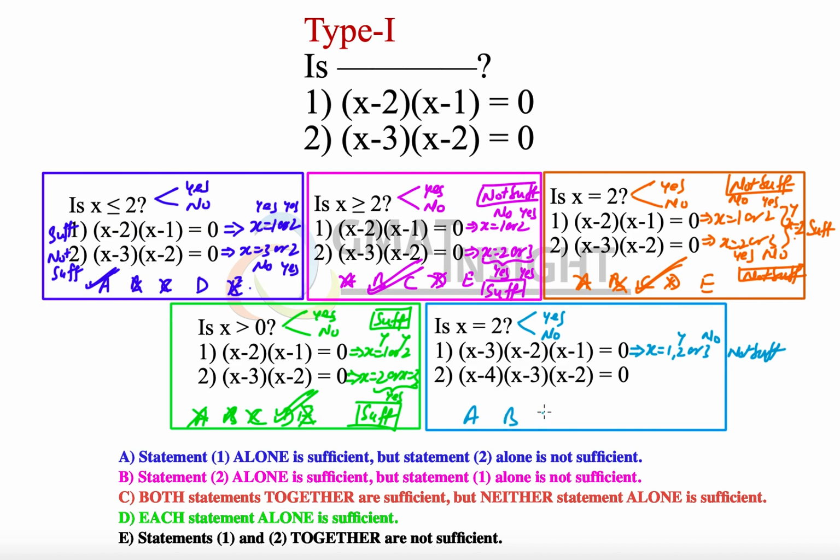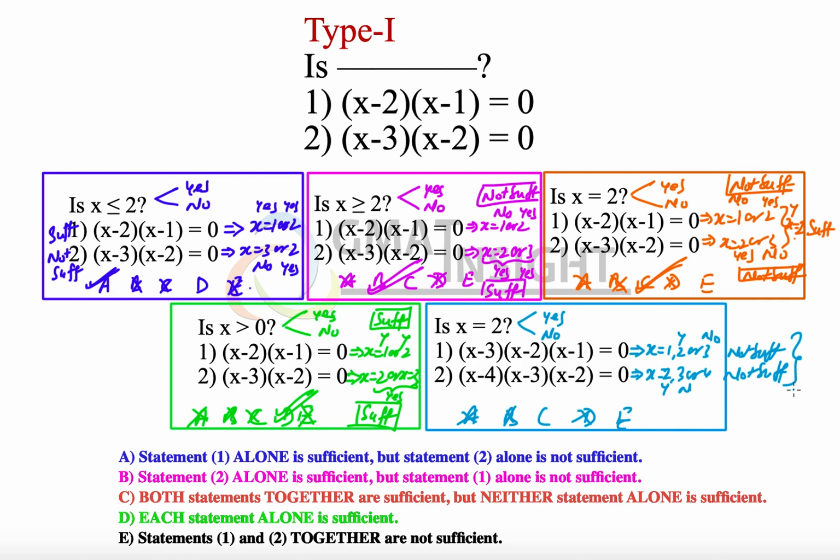Out of the 5 options A, B, C, D, E, option A and D at this stage can be ruled out because the first is not sufficient. The second statement says that x is either 2 or 3 or 4. Either 2, 3 or 4. So the answer to the question can be yes, can be no as well. So once again, the second statement we have proven in this case is not sufficient. Now we combine the two statements.